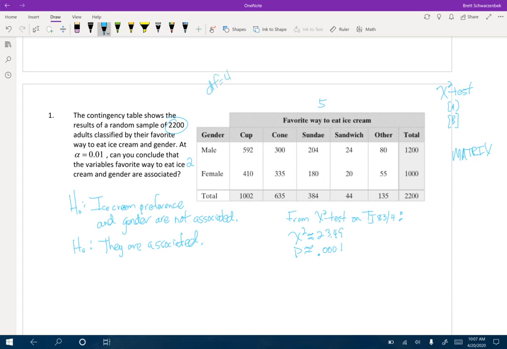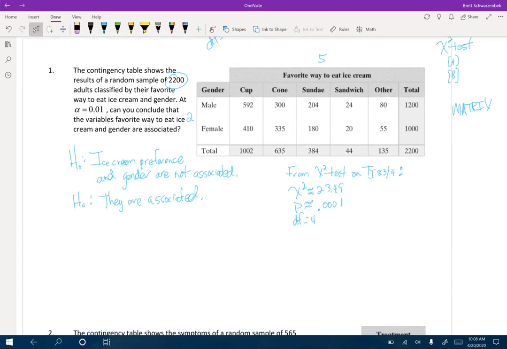So if this is 2 by 5, that means our degrees of freedom is equal to 2 minus 1 times 5 minus 1, which is 1 times 4, which is 4. I just want to point that out so you understand where that came from. So we get this as our result. All we have to do is look at our p-value and see that it's less than 0.01, so we would reject H naught and claim that the variables gender and ice cream preference are associated.